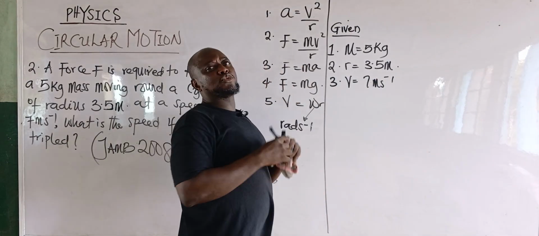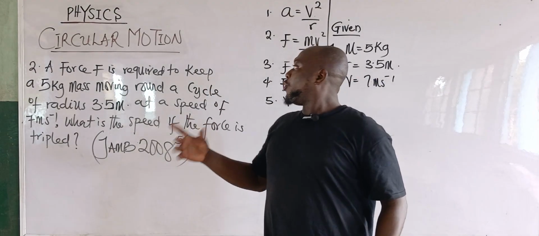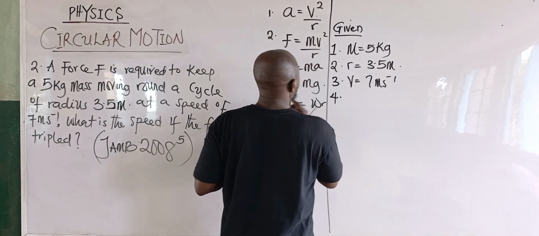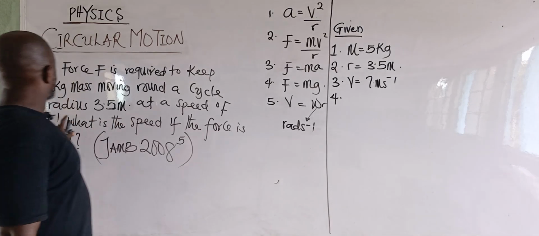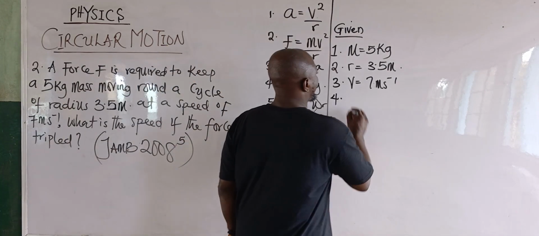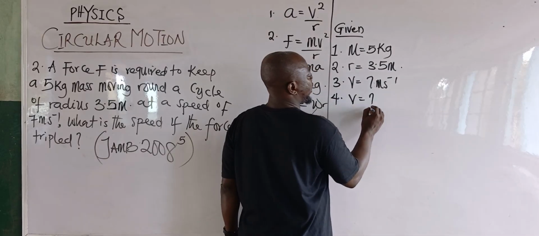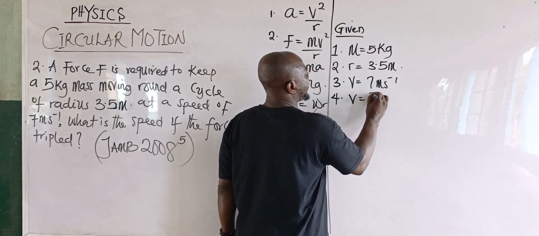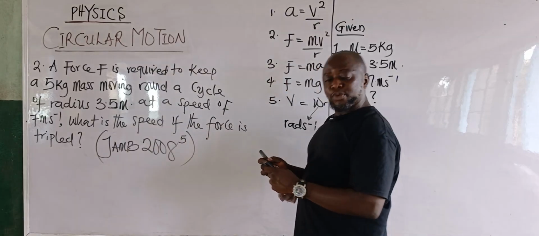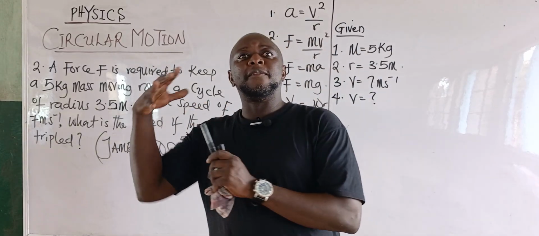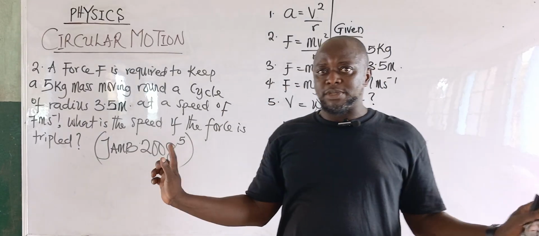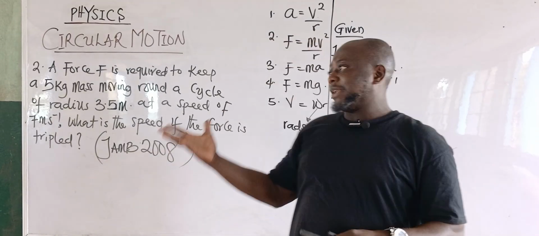So how do we solve this? We want to find V when the force is tripled. They said if the force is tripled, what would be the speed? First, we want to calculate the case where the force is not tripled, if the force is just one. That's what we want to calculate here.